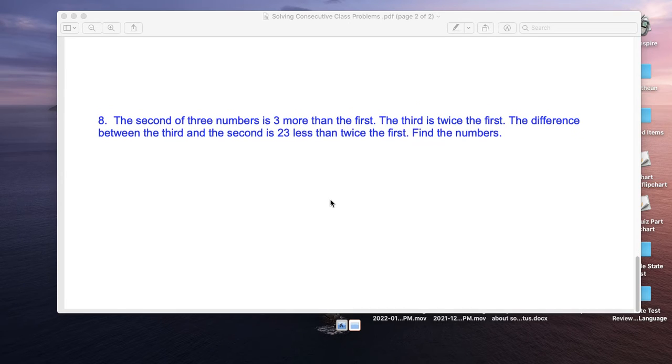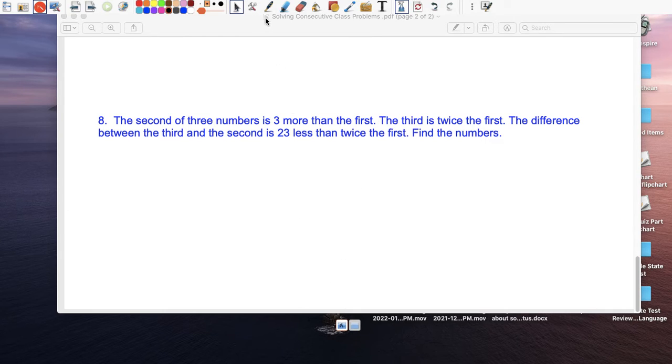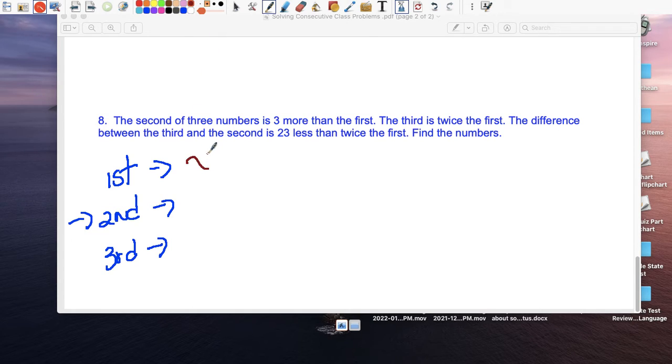Okay, the second of 3 numbers is 3 more than the first. The third is twice the first. Blah blah blah. So let's identify those 3 numbers first before we set up the equation. So we have definitely 3 numbers: first, second, and third. The second of them is 3 more than the first. And who's the first? Do we know who the first is, or what to call the first? This third number is twice the first. Again, do we know anything about the first? So that's the one we're going to call x, because it's the one we know nothing about. So we call it x.